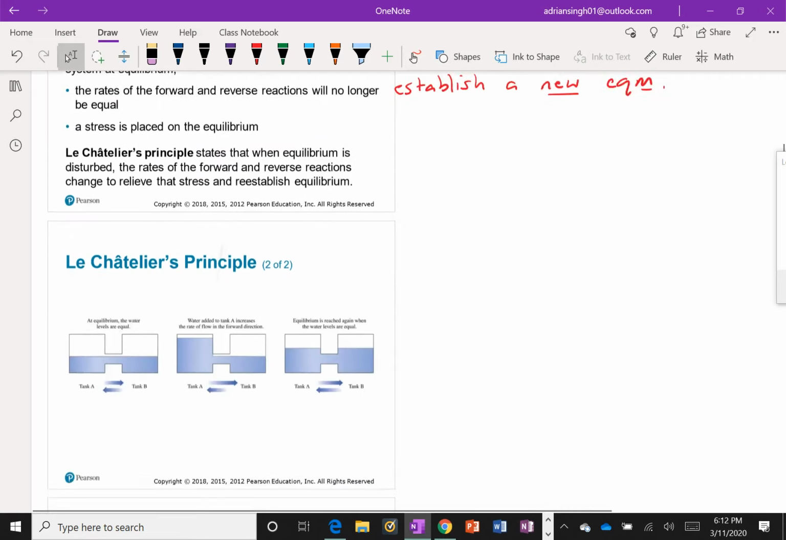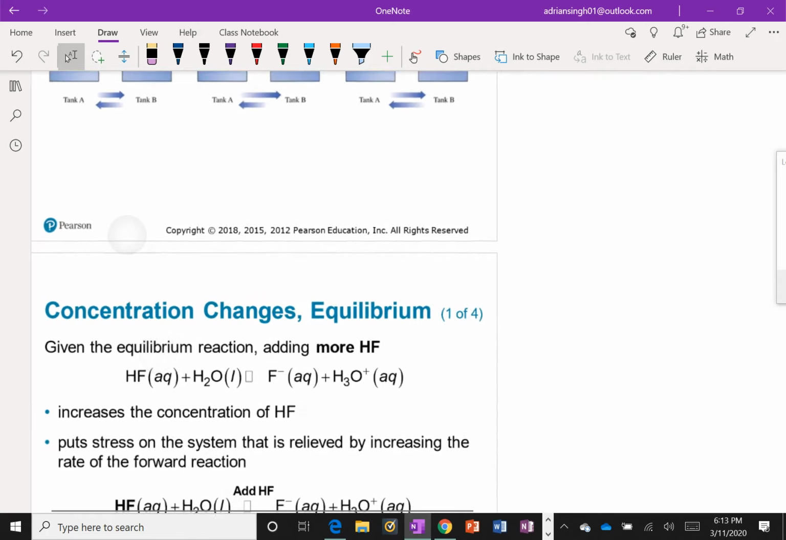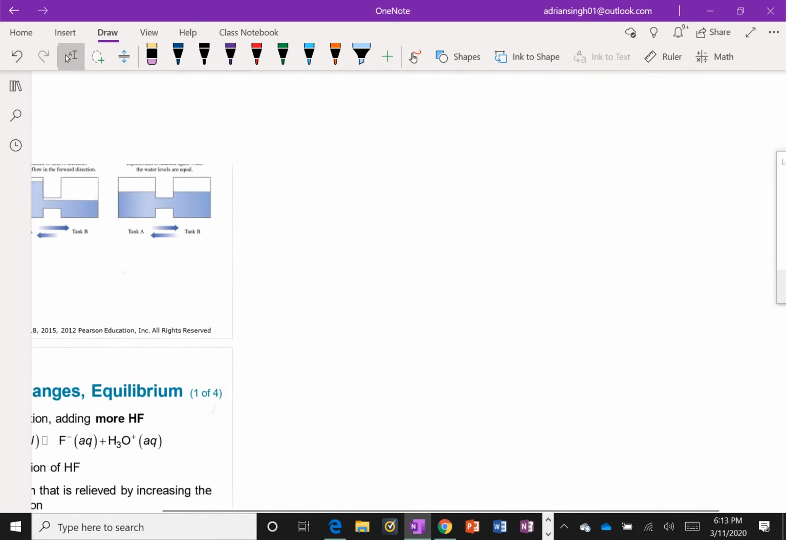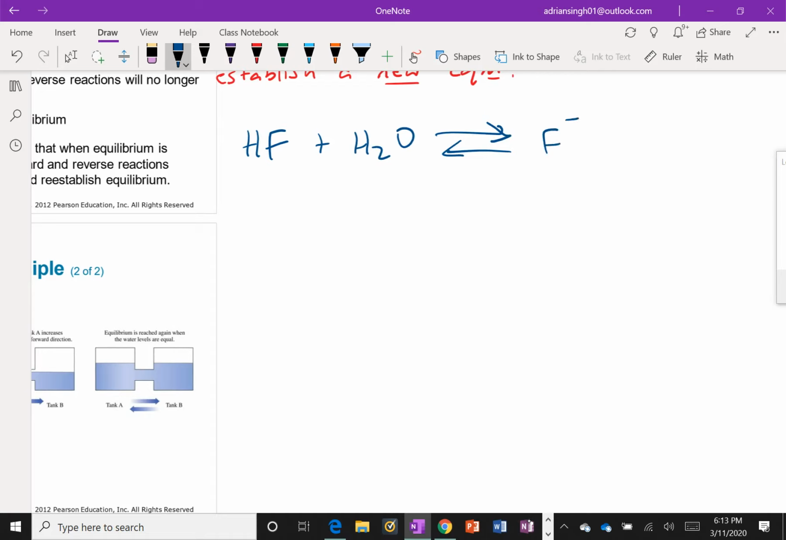Well, let's take a look at... I'm just going to redraw this here so I can do it my way. All right, so let's say we have our same system at equilibrium, HF plus H2O, with our double-headed arrow. We get the conjugate base, F minus, and we get H3O plus. Right, same equation we've seen several times already today.